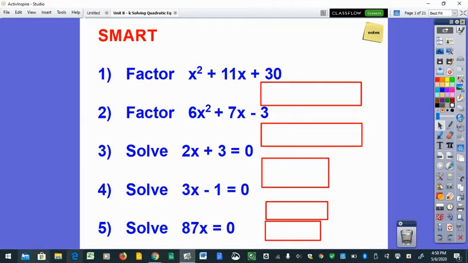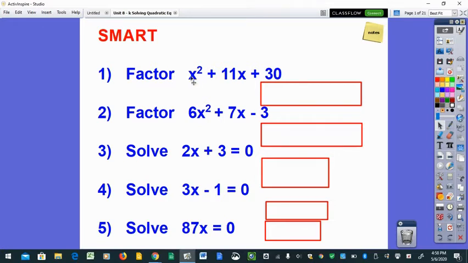And then 3, 4, and 5 are asking you to solve. This is just a two-step equation, two-step equation. This one's actually just a one-step equation. So can you pause the video, factor the first two, and solve the next three? And we'll come back in a second and check how you did.